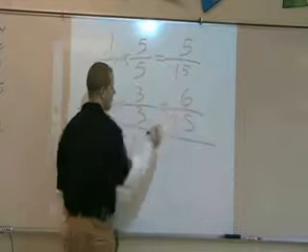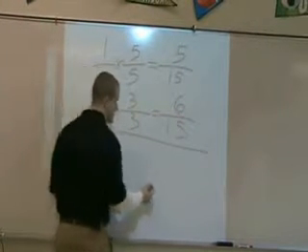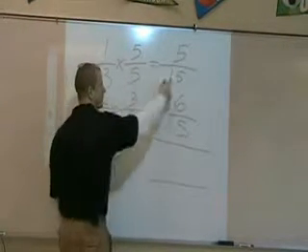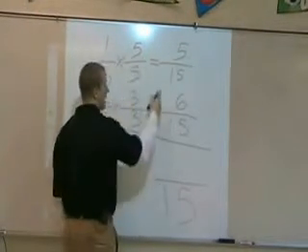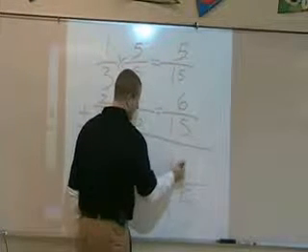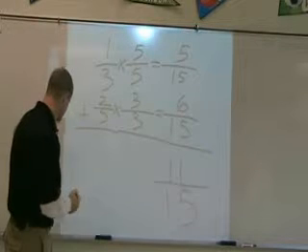So now that we have a common denominator, once we get a common denominator, we can then add. So how many slices does my tray need to hold now? 15. How many slices are going to be on the tray? 5 plus 6 equals 11. So my answer would be 11 over 15.